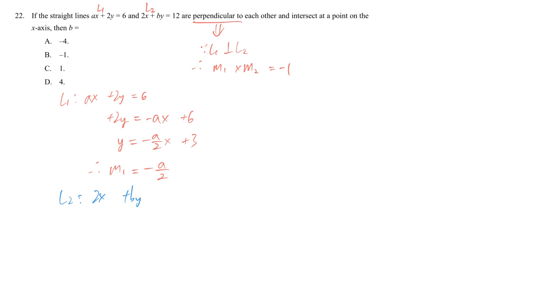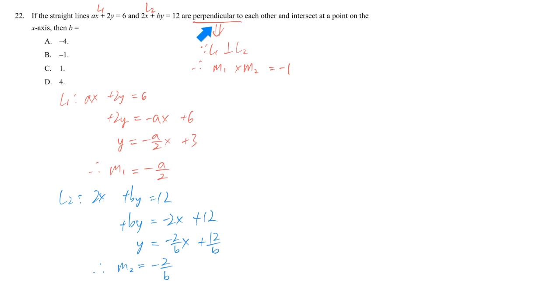So we are going to start with L2 here: 2x plus by is equal to 12. Basically, the calculations are exactly the same. -2x +12. Divide both sides by b. Therefore, we can draw the conclusion that the slope 2 is equal to -2/b.